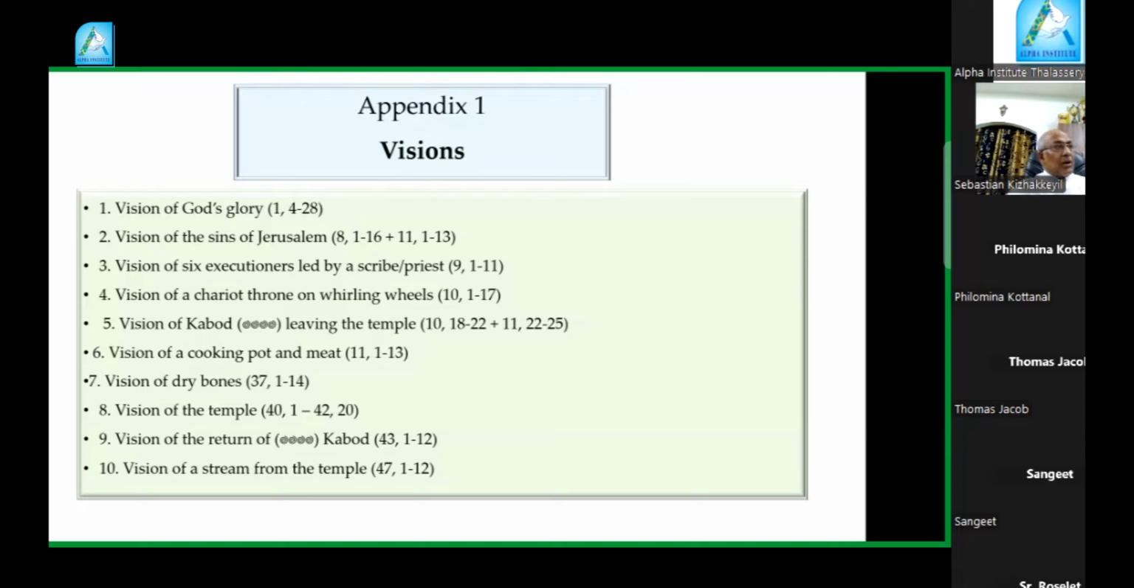The next is the vision of Kabod leaving the temple. Kabod is a Hebrew word that means glory of God. It's almost a personalized concept. God is transcendent. According to Jewish people, God as such will not stay in the temple. They couldn't even pronounce the name of Yahweh. They would write Yahweh and they would pronounce it as Adonai. No Jewish person would ever pronounce the word Yahweh.